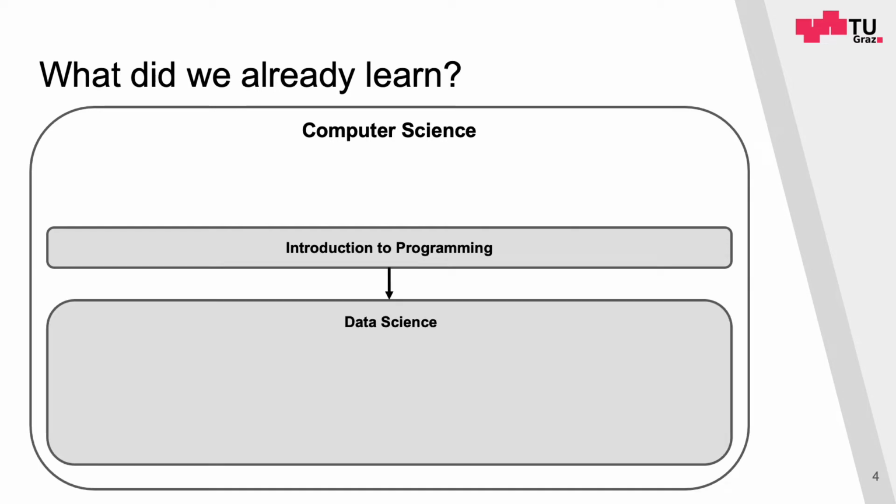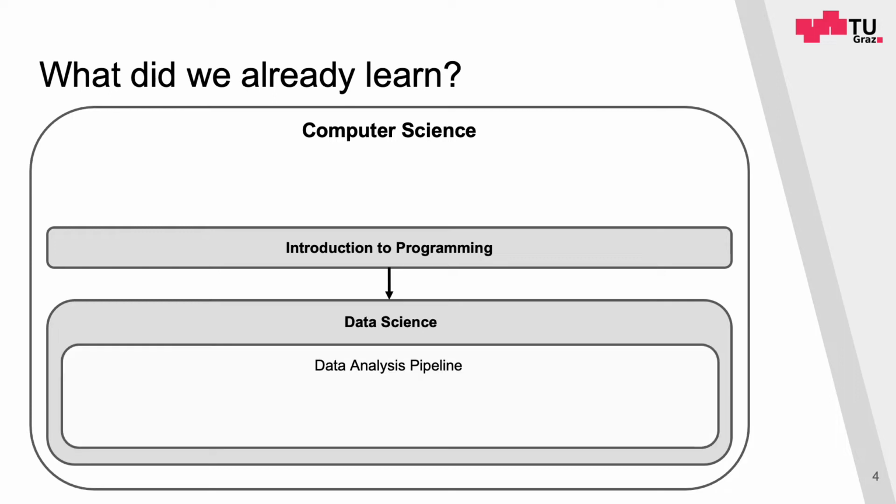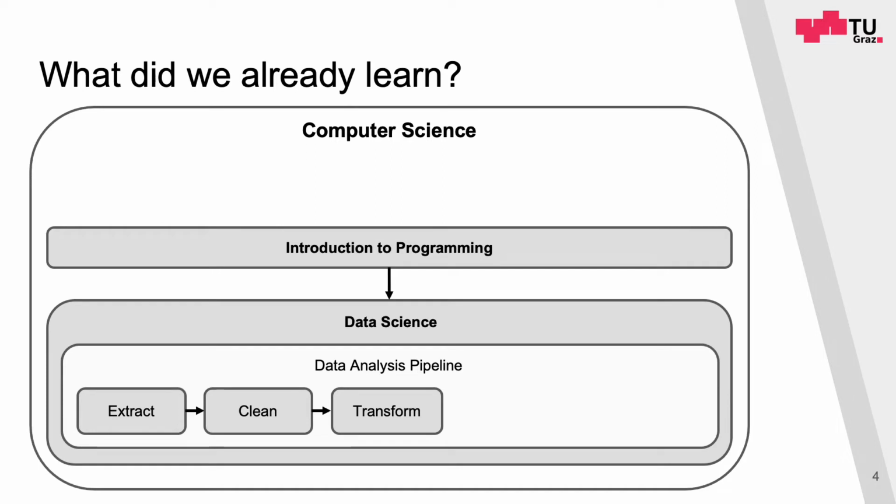Then we moved on to one specific subset of computer science, namely data science. In these lectures, we learned the so-called data analysis pipeline, and more specifically, we learned how we can extract data from various data sources like the file system, how we can clean and filter the data, how we can perform basic calculations on the data, like calculating means or the sum. And finally, we learned how we can visualize the processed data in order to gain a better understanding of the underlying information in the data.